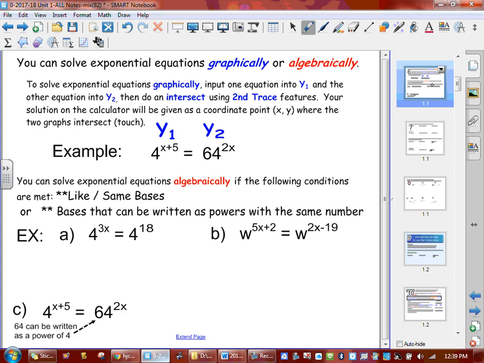We can solve them graphically or algebraically. Graphically, just like we did in grade 11, we did y1, y2, let them graph, and then do an intersect. If we graphed this, we would have one going up, the other going up, and we want right where they crisscross. The solution we're looking for is the x number. So we're always looking for x.